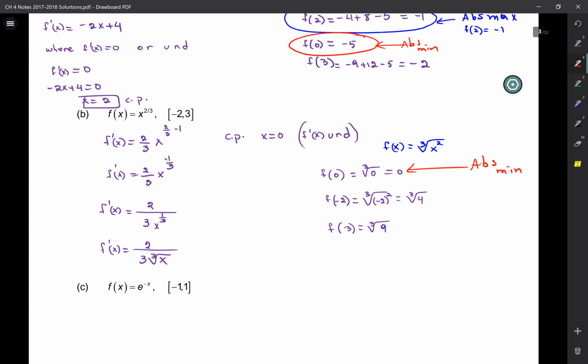Okay? Now, so we know the smallest. Between these two, which one would be the biggest? Cube root of 4 or cube root of 9? Cube root of 9. Do you see how it's irrelevant what the actual decimal values are? We just have to compare them, okay? Again, calculus is about the big picture, okay?